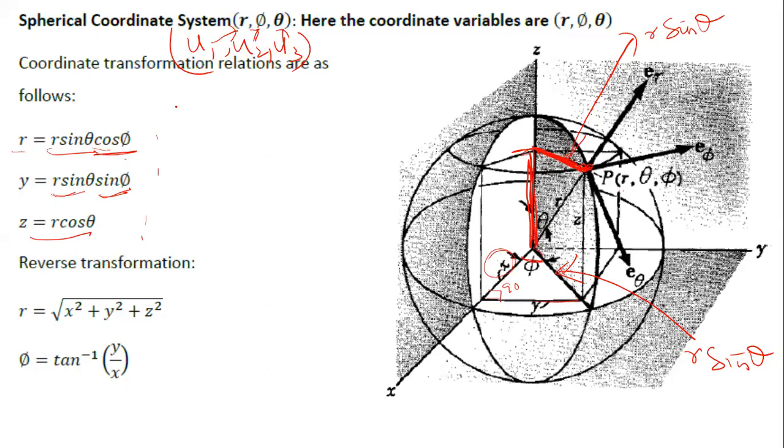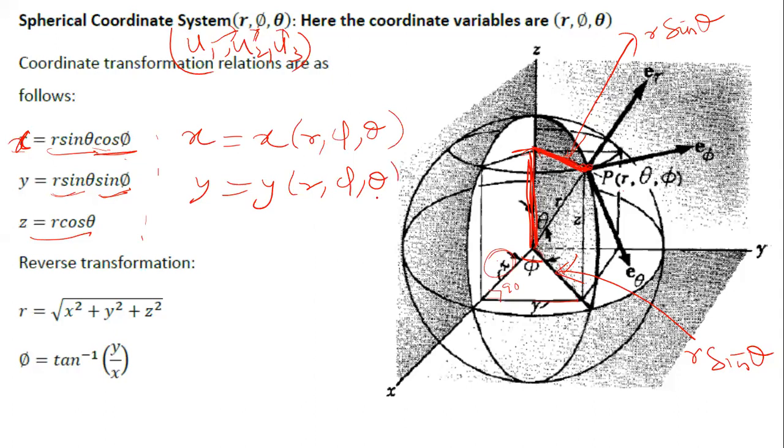Here you see that x is expressed in terms of r, phi, and theta. And similarly, y is expressed in terms of r, phi, and theta coordinates. And z is expressed in terms of r, phi, and theta coordinates. All right.